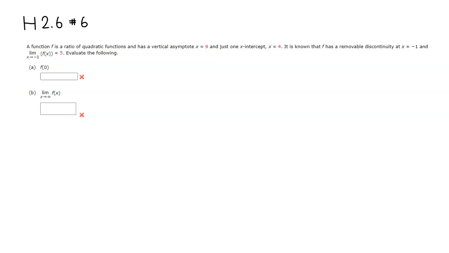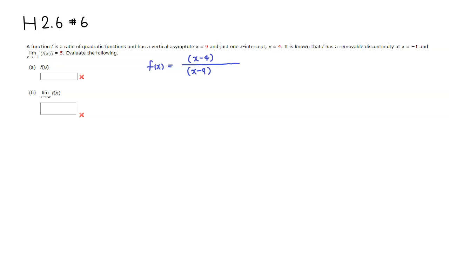So we know that f of x is going to have a vertical asymptote at x equals 9. So we're going to have a factor x minus 9 on the bottom to have a vertical asymptote. It says that the one x-intercept is x equals 4. So in order to have an x-intercept, the numerator has to become 0, so you have an x minus 4.